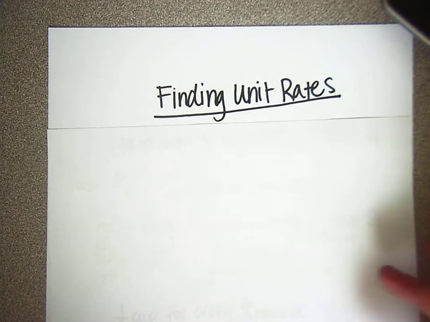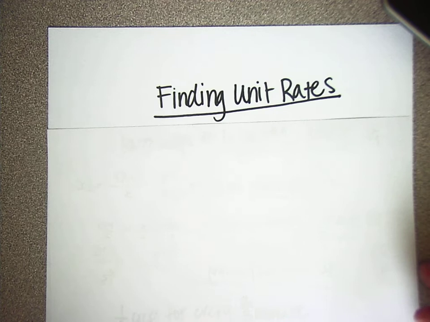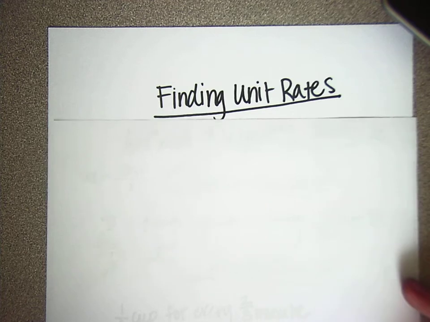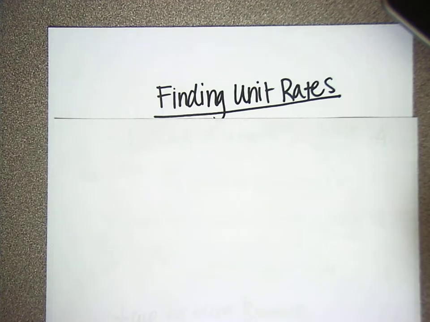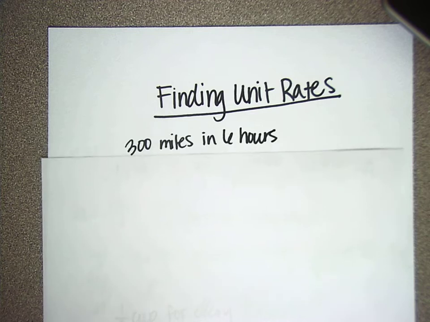Okay, so this is going to be a video about finding unit rates. Unit rate is whenever we have the measure of an amount per 1 unit. Typically, we are given a rate first, which is a ratio that compares two different kinds of quantities or measurements.